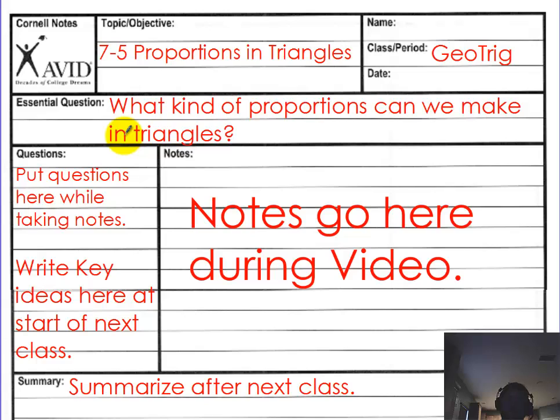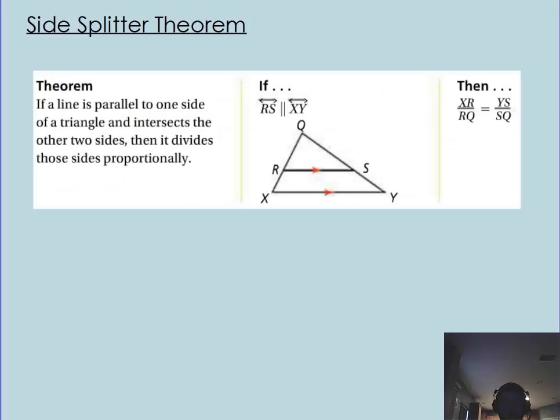Hello friends, this is section 7.5, Proportions in Triangles. The essential question is, what kind of proportions can we make in triangles? Let's begin. So we got three theorems here.